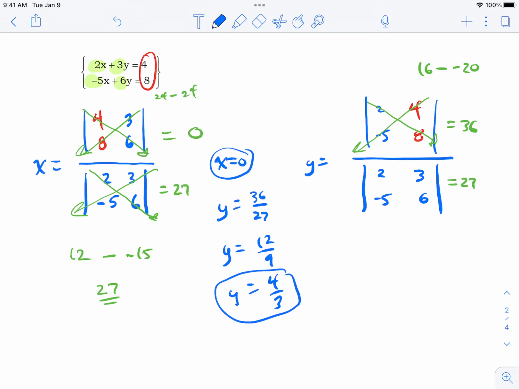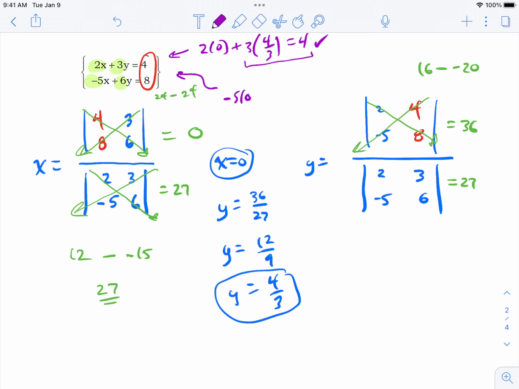Is that what I got before? That's not what I got before. Oh, that's because I changed the problem. Okay. Well, of course, the way to check your answer is to plug it into the original. 2 times, you're saying x is 0. Okay. Plus 3 times, you're saying y is equal to 4 thirds. Does that equal 4? 3 times 4 thirds does equal 4. It satisfies the top equation.